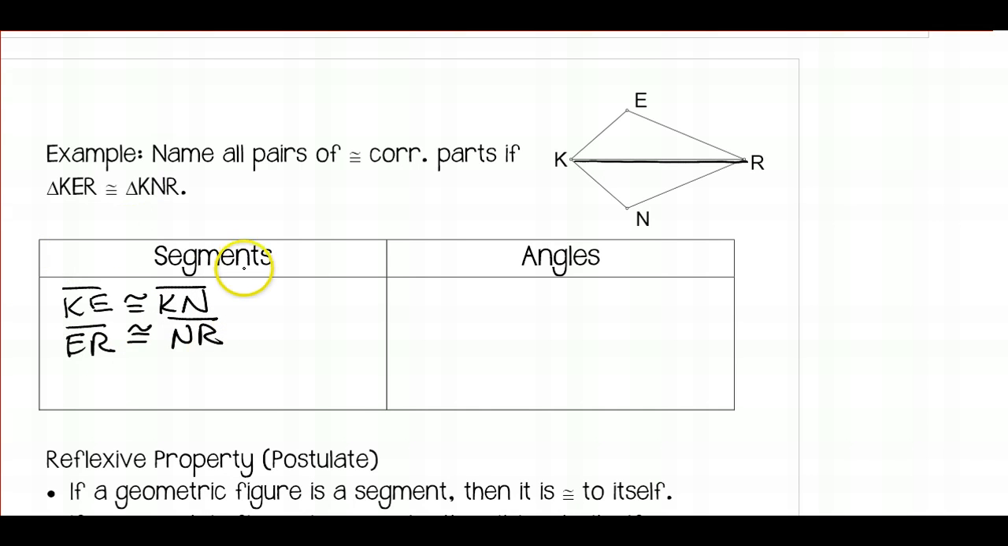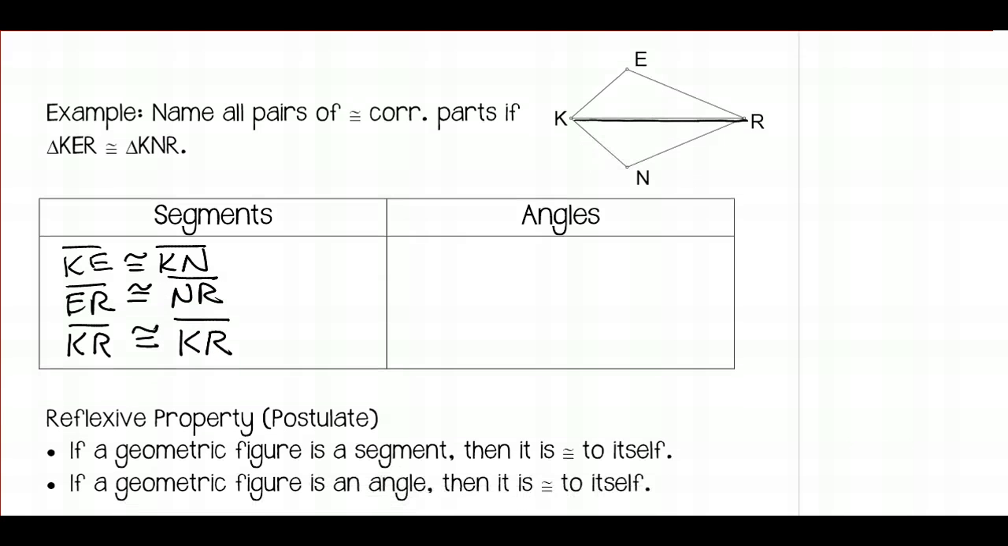of corresponding segments. You notice that they meet in the middle at KR, so KR is actually part of the top triangle and a part of the bottom triangle. So the way we write this, which may seem a little silly at first, but you'll get the hang of it, is segment KR on the top triangle is congruent to segment KR on the bottom triangle.